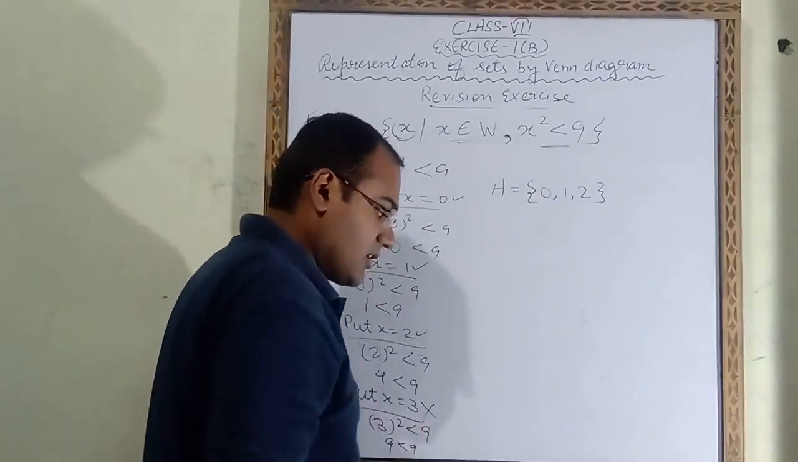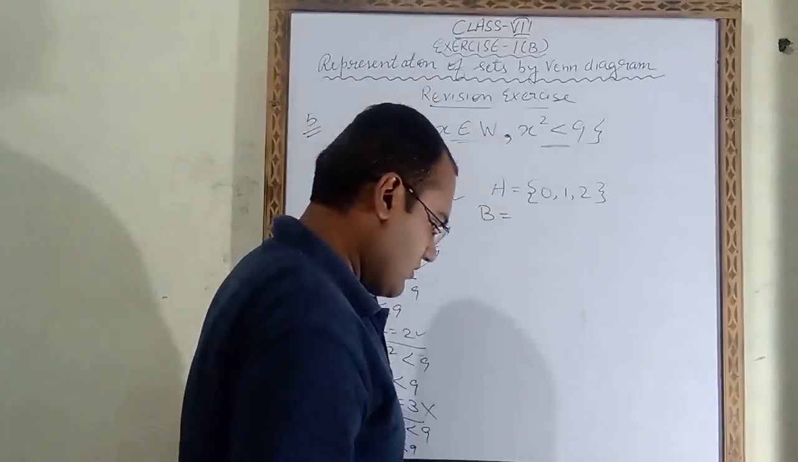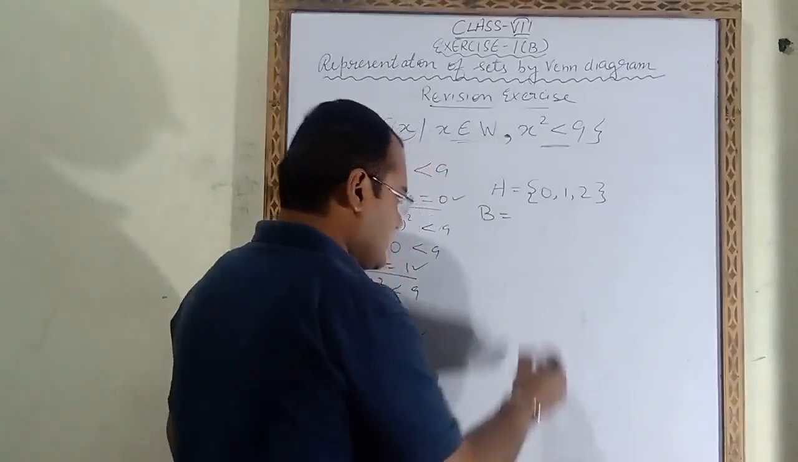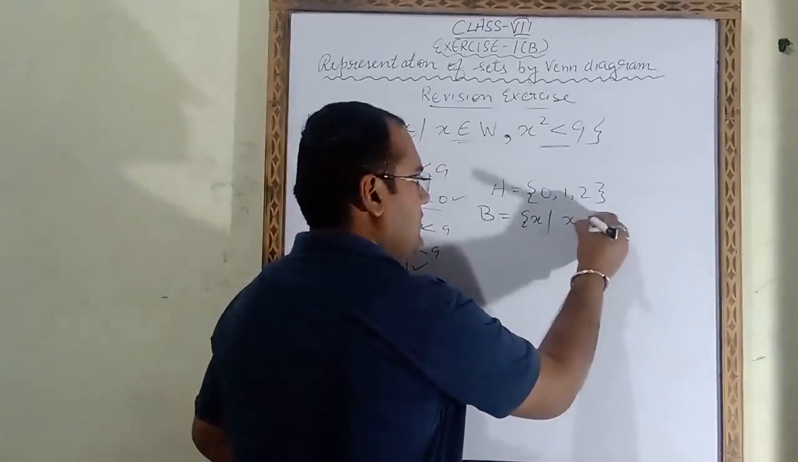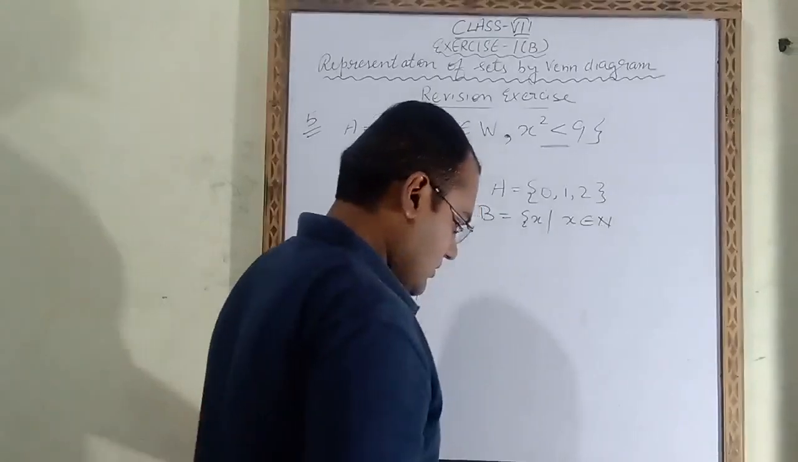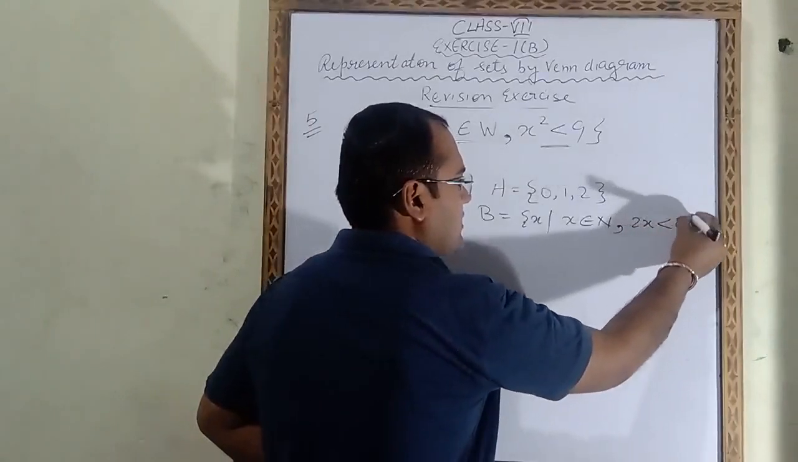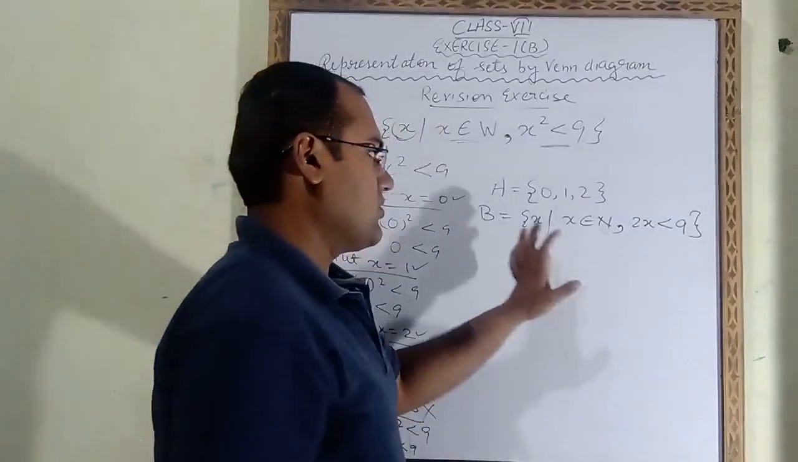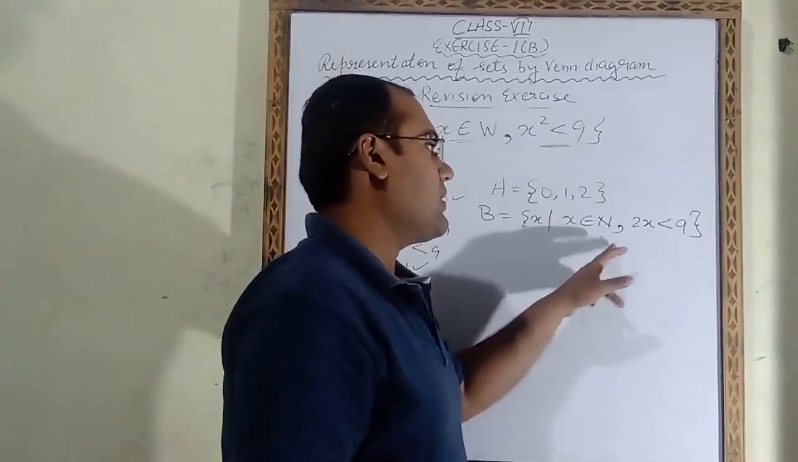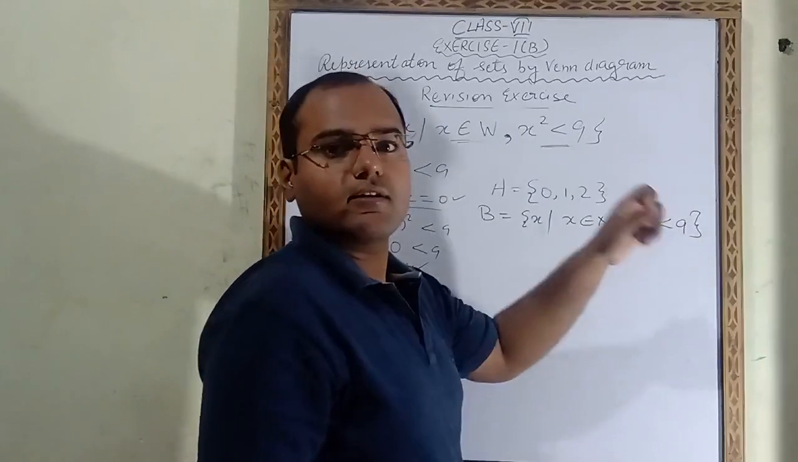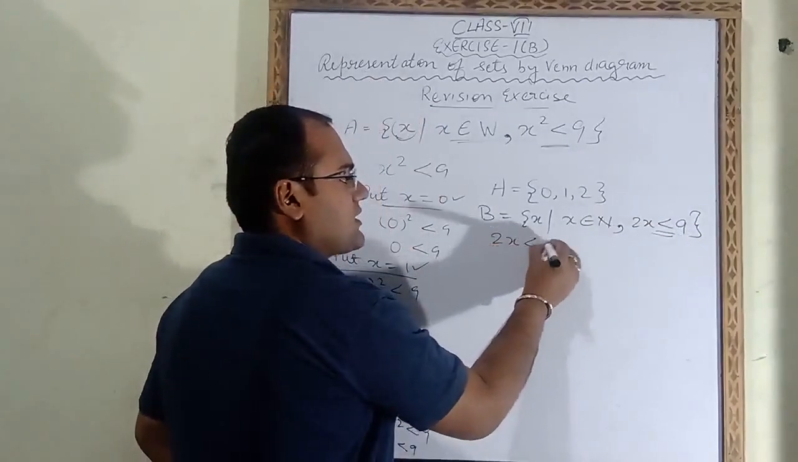After that, in the question it is given B set. B is equal to x such that x belongs to N and 2x is less than 9. So in this statement we have to write the value of x. x are natural numbers and 2x is less than 9. So we have to use this statement. What is this? 2x is less than 9.